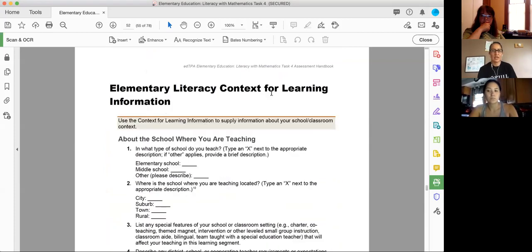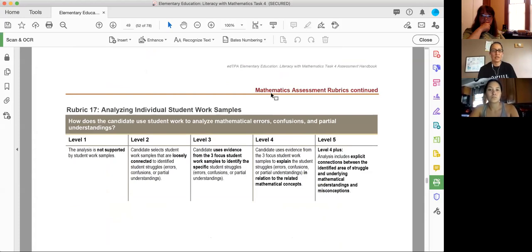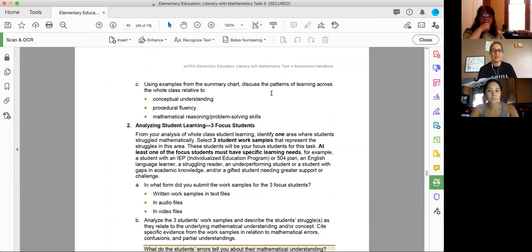So that learning segment overview is very important for the scorer to know what your learning segment was about and how this assessment that you're analyzing fits into that bigger picture.